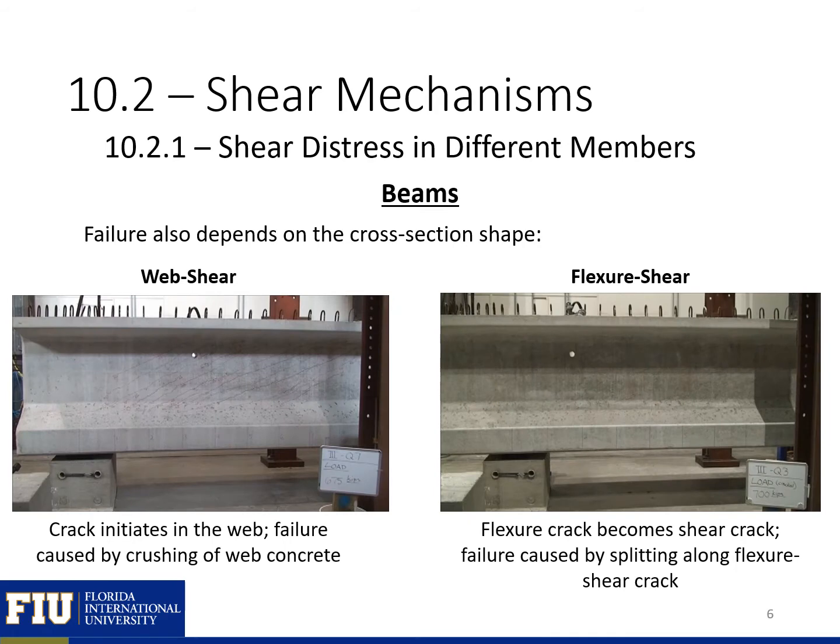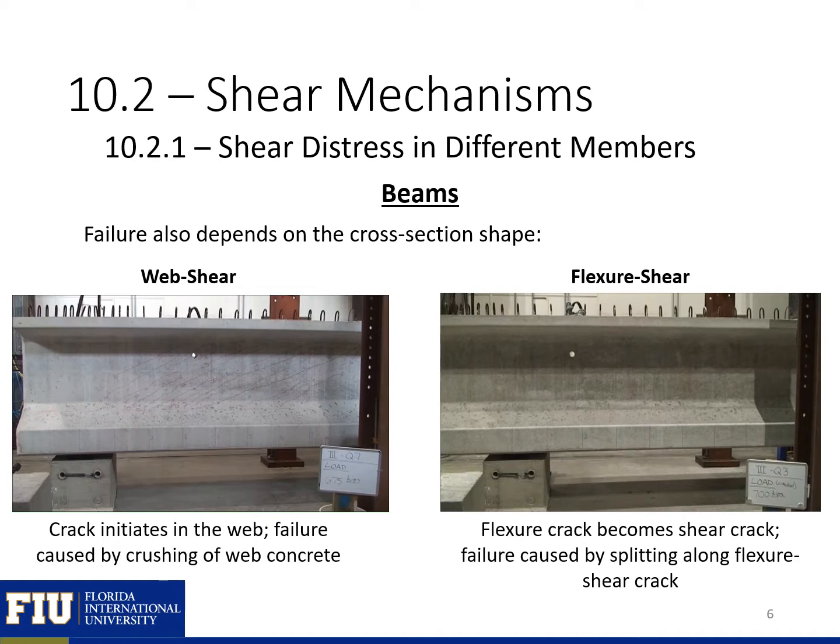Shown here are two videos from some shear testing that I did in some previous research at the University of Texas. So on the left, we have a web shear failure. So we'll see here. You can see crushing of the concrete in the web of the section.